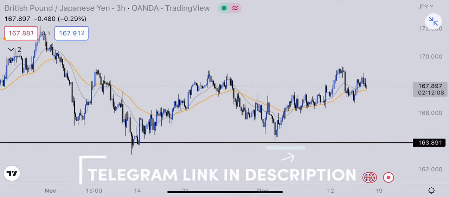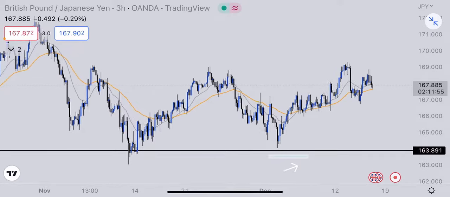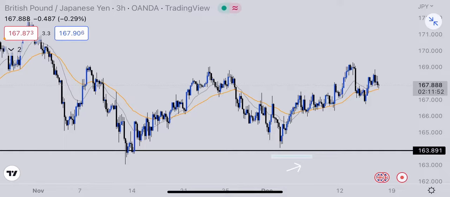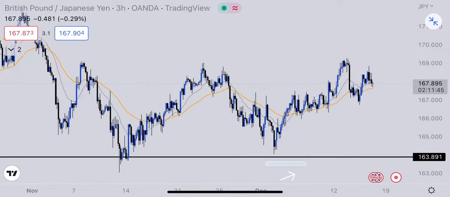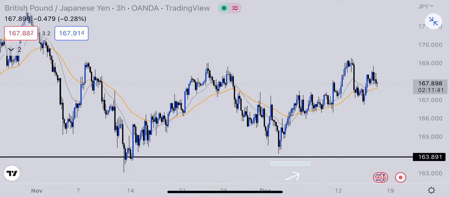Alright guys, I'm going to be teaching about support and resistance zones, how to understand your support and resistance zone. First of all, what I want to explain to you guys is that support and resistance is not just a line, but support and resistance are zones, not just a line. So we are looking at the chart of GBP JPY, and now I'm going to show you guys how I'm going to mark out my support zones and my resistance zones.